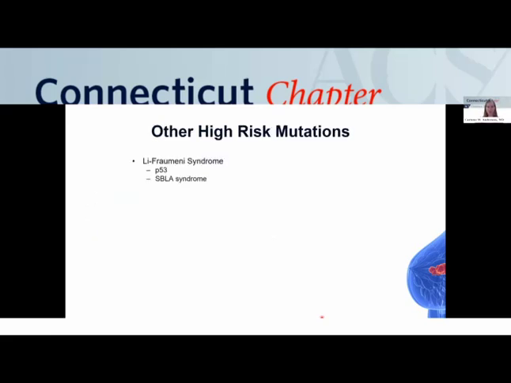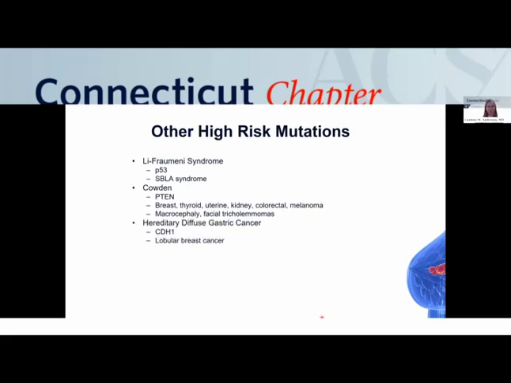Other high-risk mutations quickly, Li-Fraumeni syndrome, mutation in P53. We used to call this SBLA syndrome, which stood for childhood sarcomas, breast and brain tumors, leukemia, and adrenal cancer. But really, these patients can have almost any type of cancer: GI, renal, lung, thyroid, gonadal, melanoma. Cowden syndrome, from your PTEN mutation, we think of breast cancer, thyroid cancer, uterine, kidney, colorectal, melanoma. These patients often have macrocephaly and facial trichilemmomas.